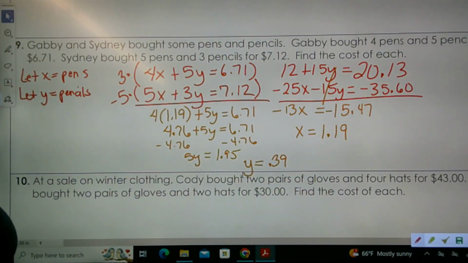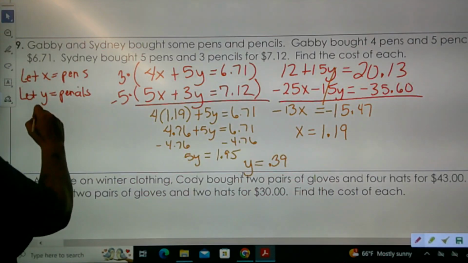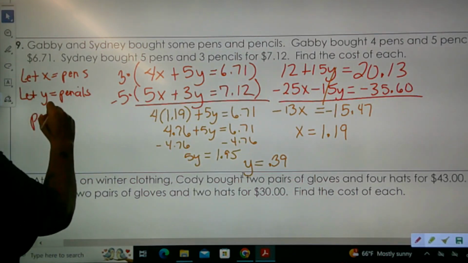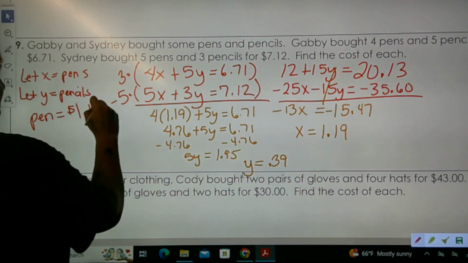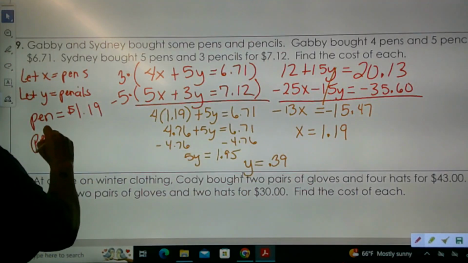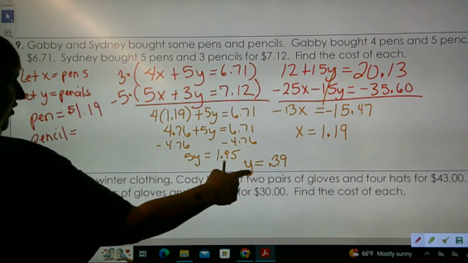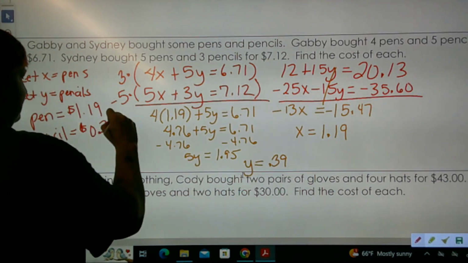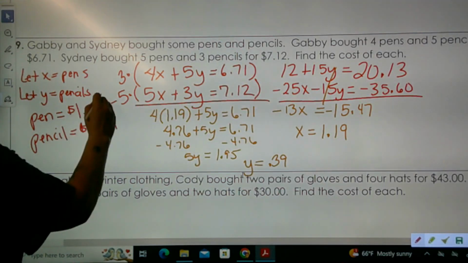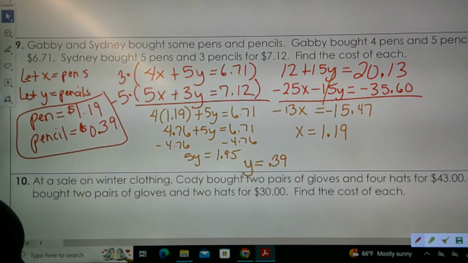Alright, find the cost of each. So a pen, which was our x, equals $1.19. And our pencil, which was our y, equals 39 cents. Right? Make sure you do that. Go back and double check how they asked it so you know how to answer it.